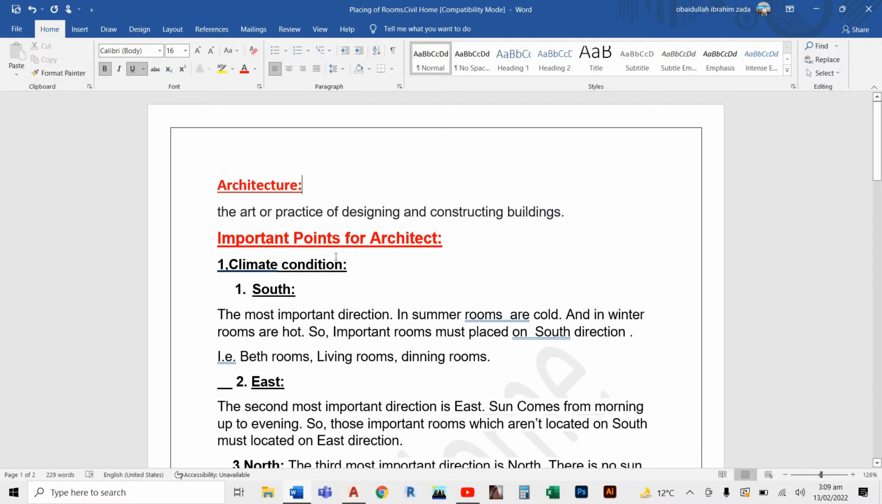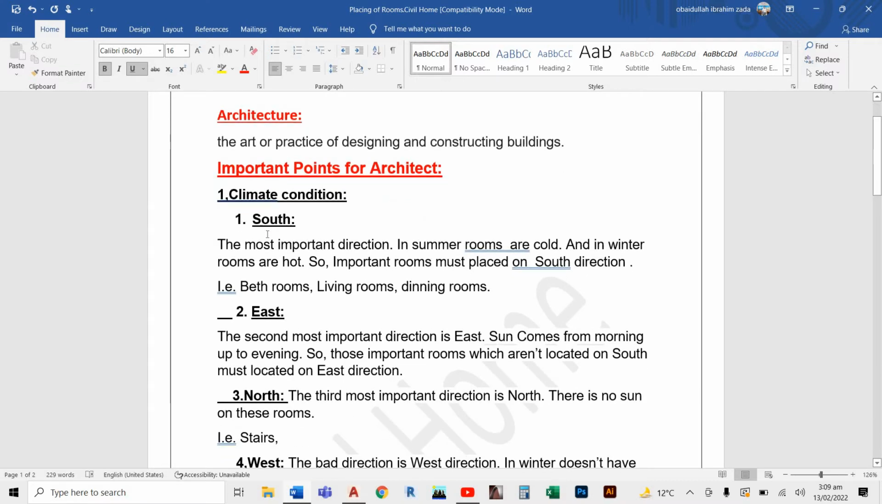First of all, a structure belongs to climate condition. What does climate condition mean? When we start a project, when we start the construction of the project, the important thing that we should remember first is climate condition. Climate condition is nothing but the 4 directions: south, east, north, and west.